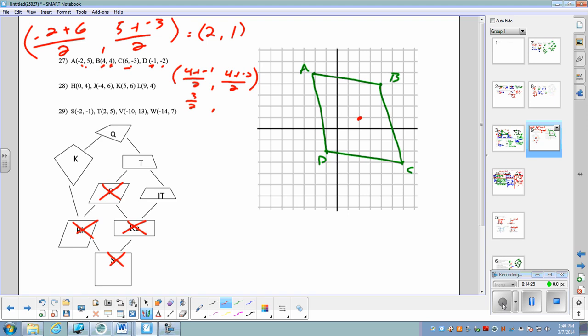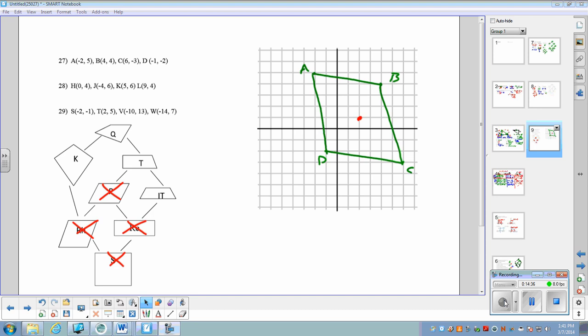It's also looking like it's probably not going to be a kite, but let's just double check. Is one diagonal the perpendicular bisector of the other one? Well, let's try this. That would be that line. Does that go through the, is that a diagonal? No, so it's not a kite.